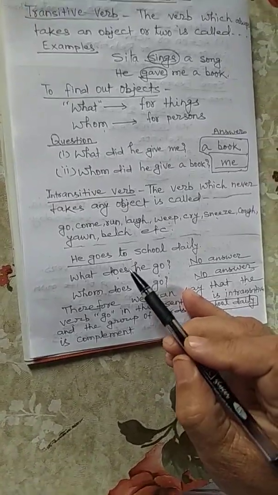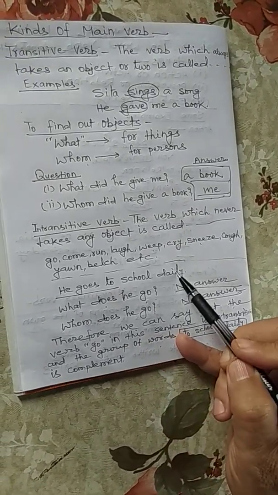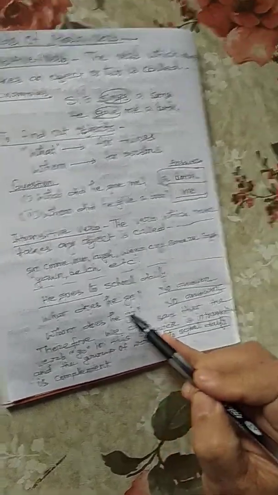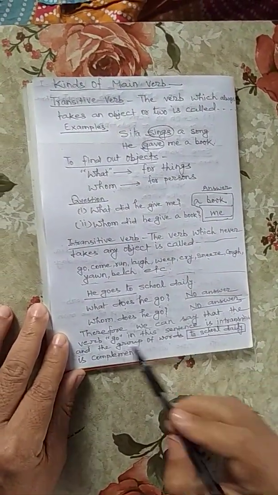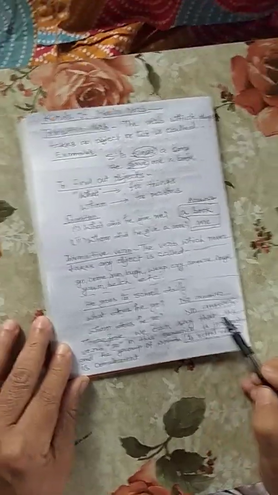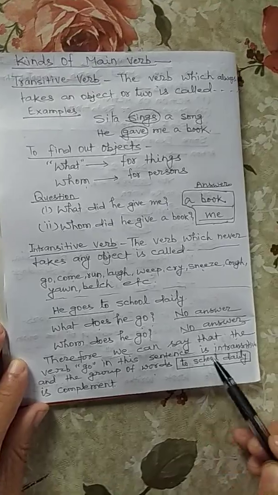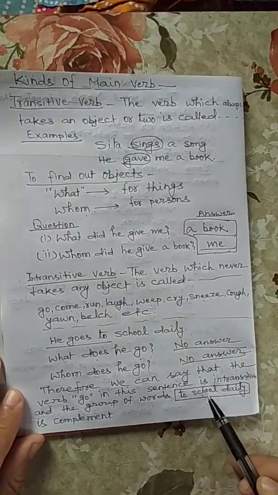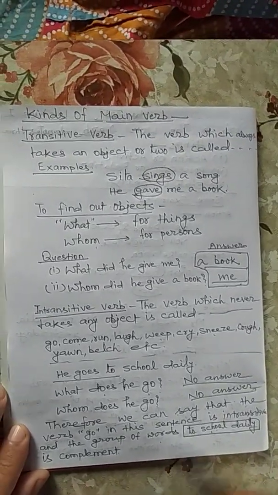With the help of an example, let's understand. He goes to school. I have made two question sentences. First one, what does he go? The answer is no. And whom does he go? The same thing, no answer. Therefore, we can say that the verb go in this sentence is intransitive, and the group of words "to school daily" is known as complement.